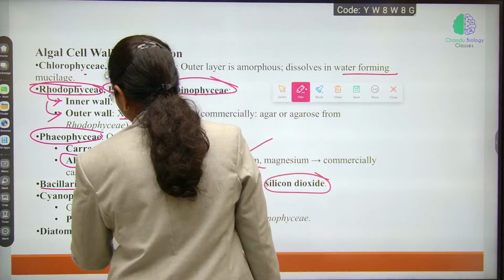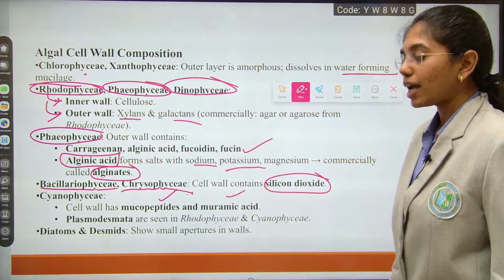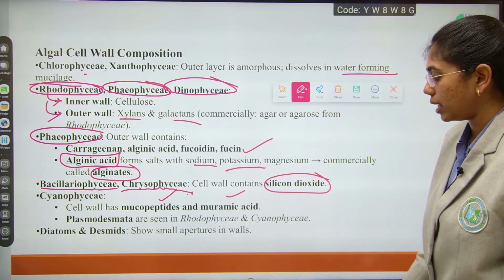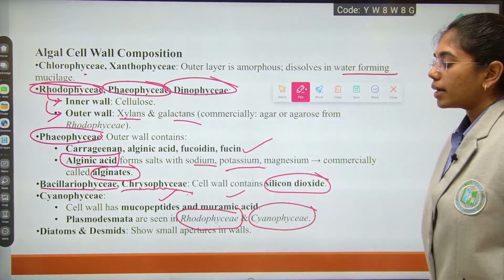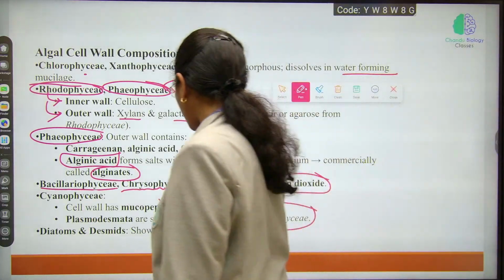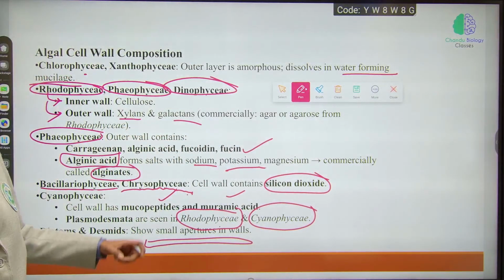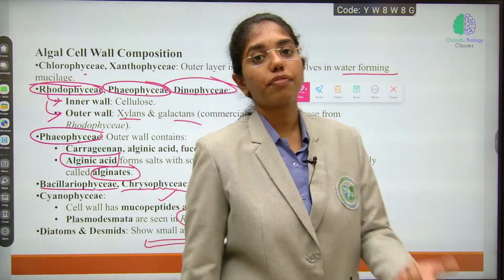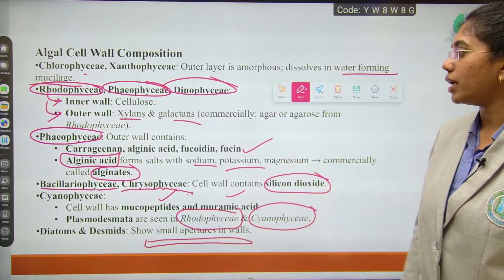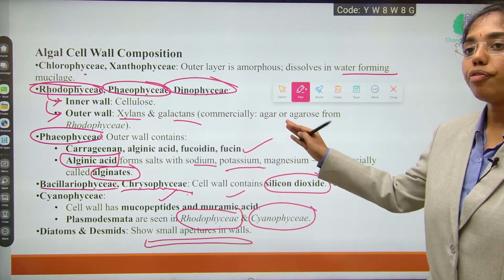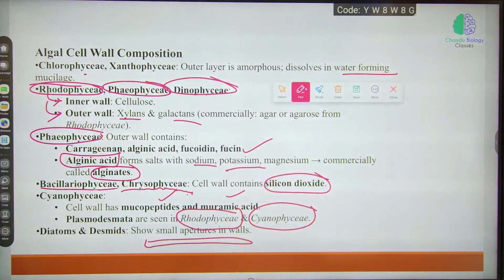Now, cyanophycean species. Cell walls have mucopeptide and muramic acid. Plasmodesmata are seen in rhodophyceae and cyanophyceae. Diatoms and desmids show small apertures in the cell wall. These are key characteristic features, or the components that are present in different classes of algae. Okay, the outer cell wall components, or the cell wall composition, that is present in different algal species of different classes. You can take a screenshot of this, very important slide.